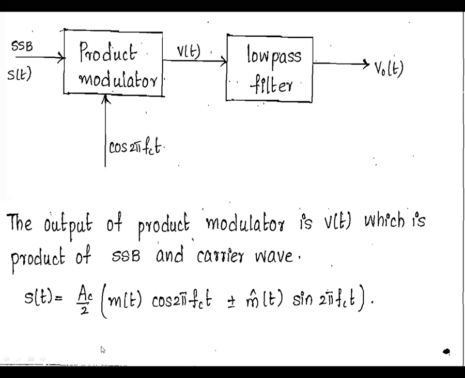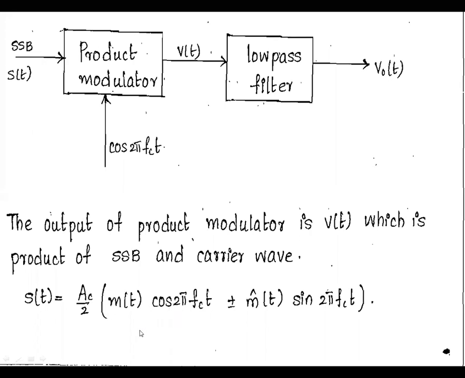This S of t signal is the SSB signal, Ac by 2 M of t cos 2 pi f_c t, where this cos 2 pi f_c t is from the modulated data, plus or minus M cap of t sin 2 pi f_c t. This is from the phase shift method or Weaver's method. This output, the SSB signal, is given to a product multiplier. The cos omega c t is given a 90 degree phase shift to generate sin 2 pi f_c t.